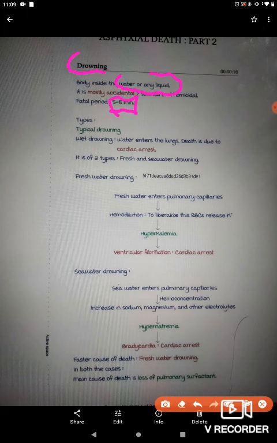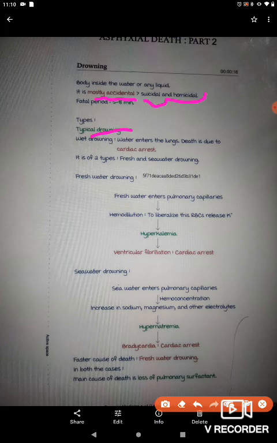For hanging, we will see the fatal period was just 3 to 5 minutes. In drowning it is 5 to 8. Drowning is mostly accidental, but it can be suicidal and homicidal also. There is typical drowning, and then we will see atypical drowning also.